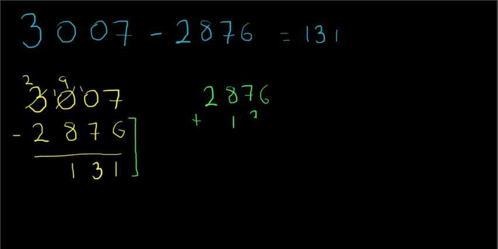131. Careful about alignment. 6 and 1 is 7, 7 and 3 is 10, well that's note down 0, carry 1, 8 and 1 is 9, and the one I carried is 10, so that's note down 0, carry 1, and 2, add the one I carried, is 3. And you've seen how the check works. I should get back to my original number, and that allows me to be confident that this answer is correct.